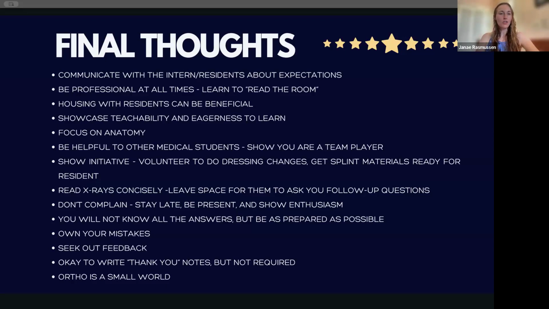Make sure you don't complain, stay late, be present, showcase that enthusiasm. Remembering that when you don't know an answer, it's okay to feel that internal panic inside. We all feel that. But knowing that you did your best to prepare and you're going to take what you didn't know and learn from it and then show up even more prepared the next day. Making sure you own your mistakes.